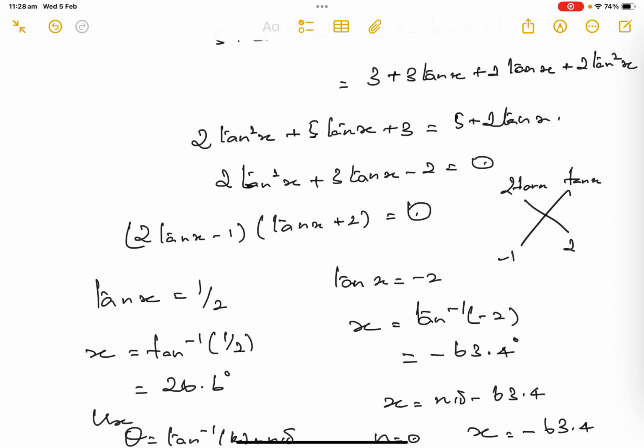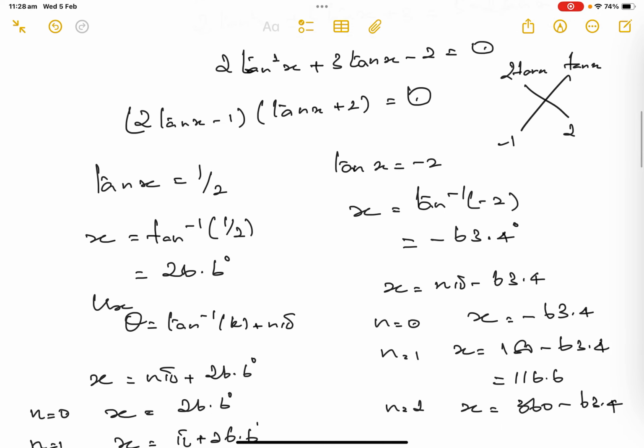2 tan x times tan x gives 2 tan squared x, correct? And 2 times 2 tan x is 4 tan x, minus tan x, which will give us 3 tan x, and minus 1 times 2 is minus 2. So the factors of that quadratic equation are (2 tan x minus 1)(tan x plus 2). So there are two values. From the first one, tan x equals a half. The second one, tan x equals minus 2.